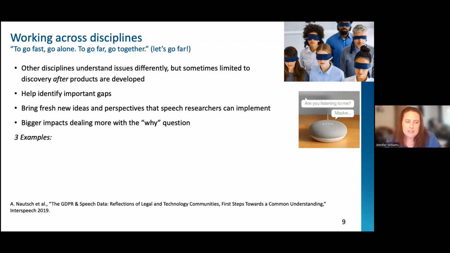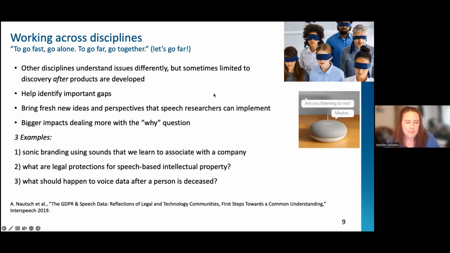When we work across disciplines, it helps us identify important gaps that technicians and computer scientists or speech scientists don't always recognize in the research and the products. And this brings fresh new ideas and perspectives that speech researchers can then implement. And ultimately, we get bigger impacts with the research dealing more with the why question. And here's 3 examples of strongly interdisciplinary research.